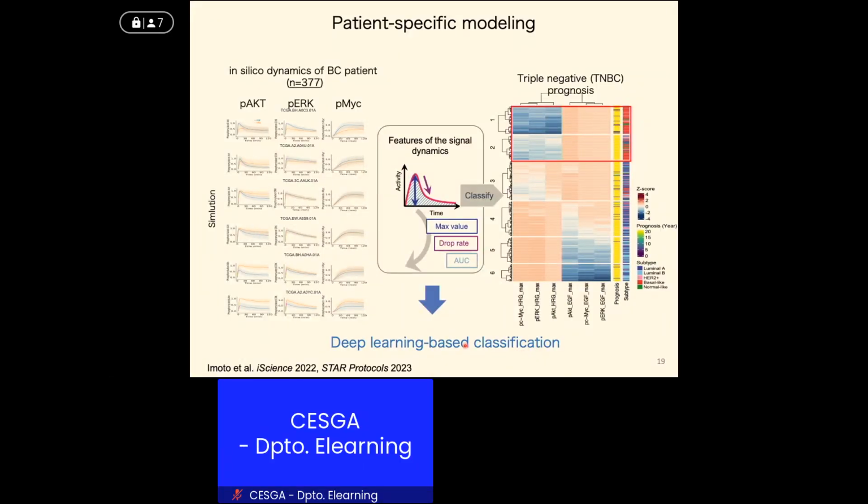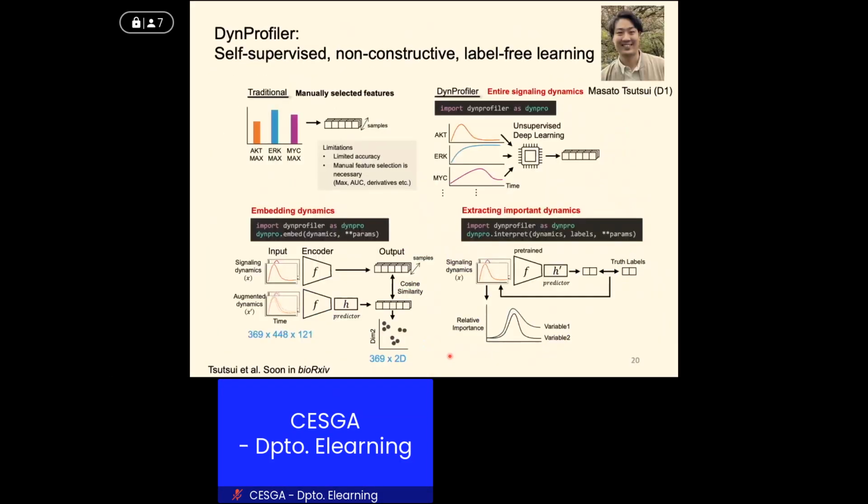So we developed a deep learning method to classify the dynamics. And this is done by Masato, who is a PhD student, but also he works for a company, and he tried to get a PhD in our laboratory. And he's very good at AI.